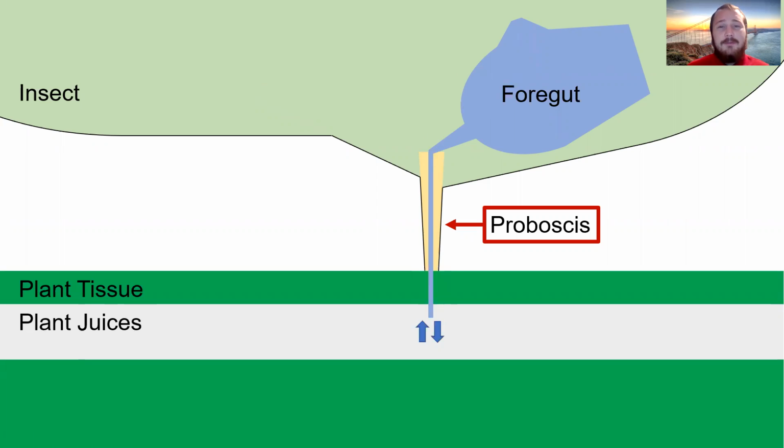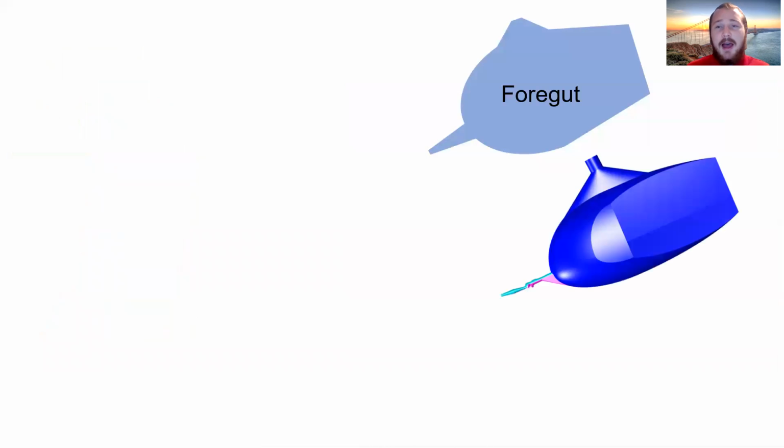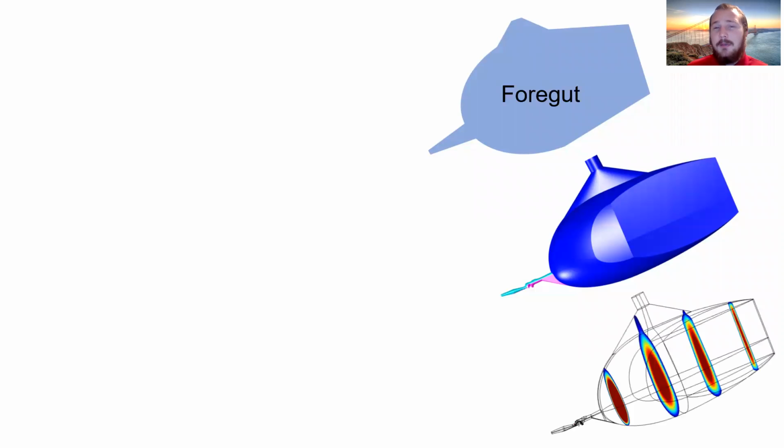I predict that fluid drag forces during the spitting out process play a major role in disease transmission. I created a 3D model of the foregut and simulated the fluid dynamics of spitting. My results predict that there are fluid drag forces in some regions of the foregut that are high enough to detach bacteria. Once the bacteria are detached, they can be spit into the plant and cause disease.